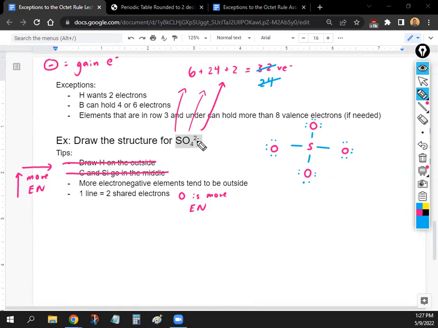Now, one thing I do want to mention is that if you ever see a negative or positive sign next to the molecule formula, what you have to do on top of drawing the structure is put it in brackets and write the charge next to it, just so that the person who's looking at it knows that you're looking at an ion. So in this picture, everybody's happy because everybody has 8.